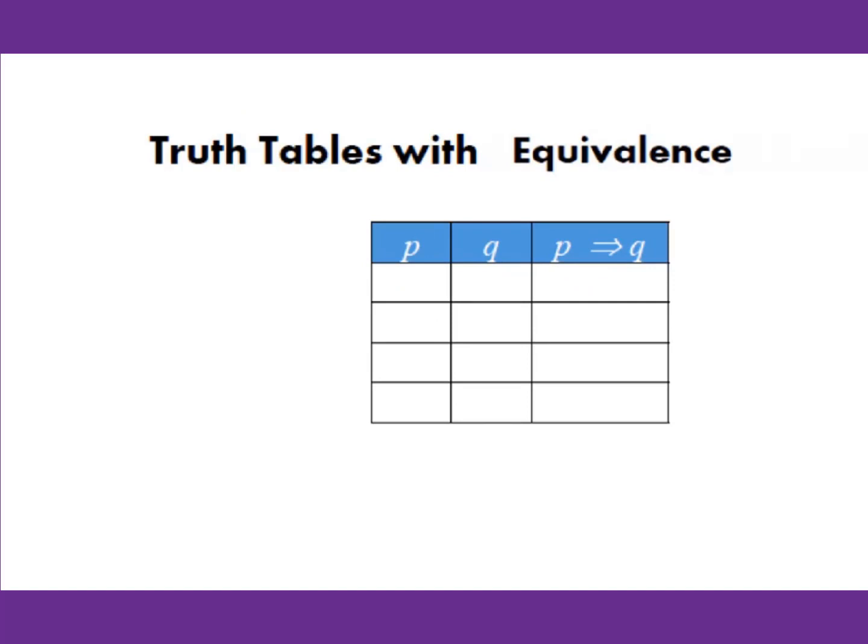Truth table with the equivalence. We will write down true, true, true, false, false, true, and false, false. The word equivalence means must be the same. So when you have true, true, this is true. False, false will be true. These will be false and false.